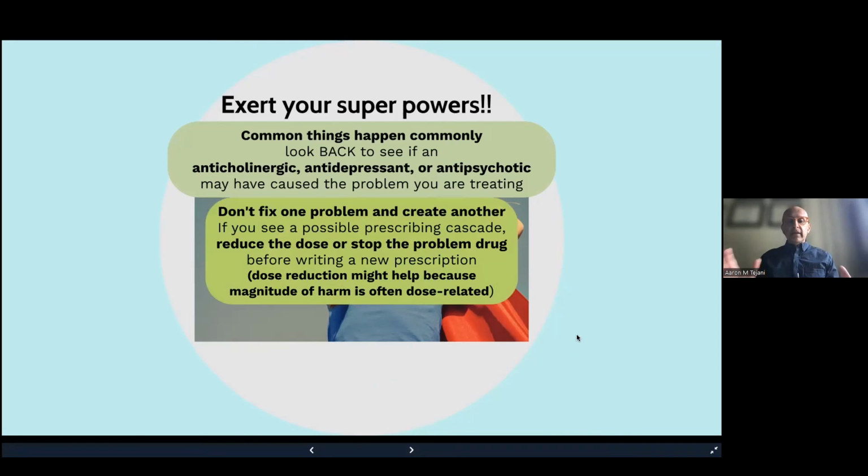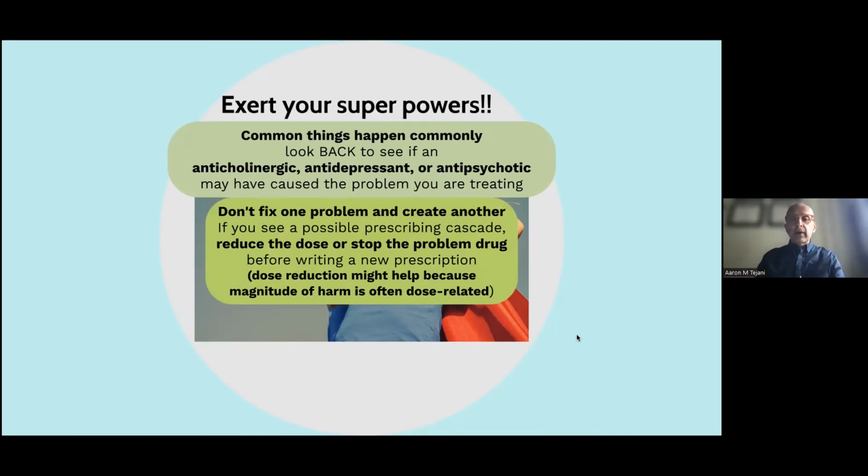The other main point, I think, would be don't fix one problem and create another. If you see a possible prescribing cascade, one thing to do would be to consider, for the drug that might be starting this problem, to reduce the dose or reassess the need for the drug. Now, I know some of these drugs, especially some of the anticholinergics or antidepressants or neuroleptics, you can't necessarily stop cold turkey unless there's an immediate concern for the patient.